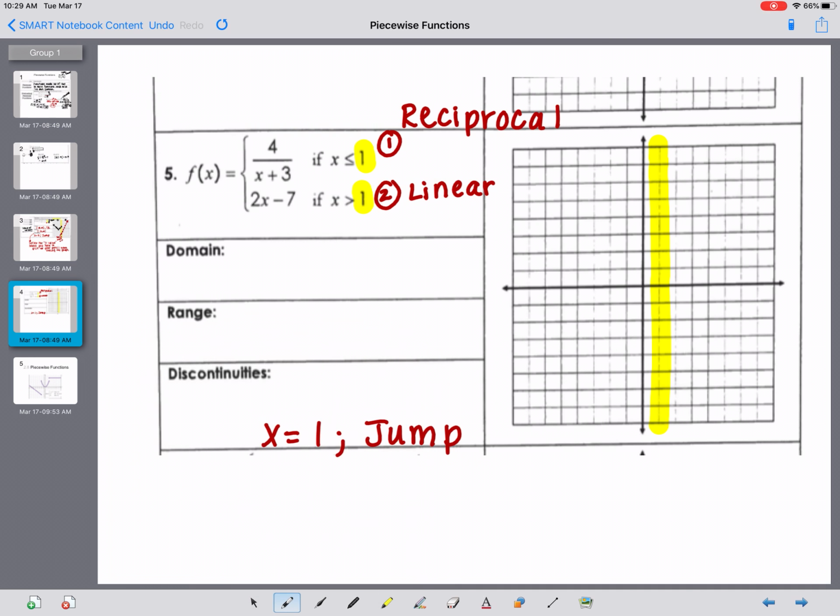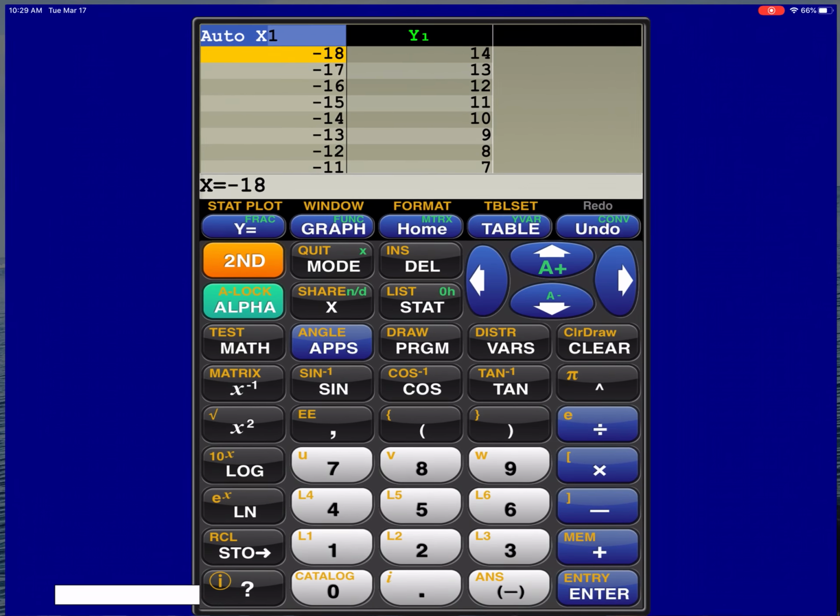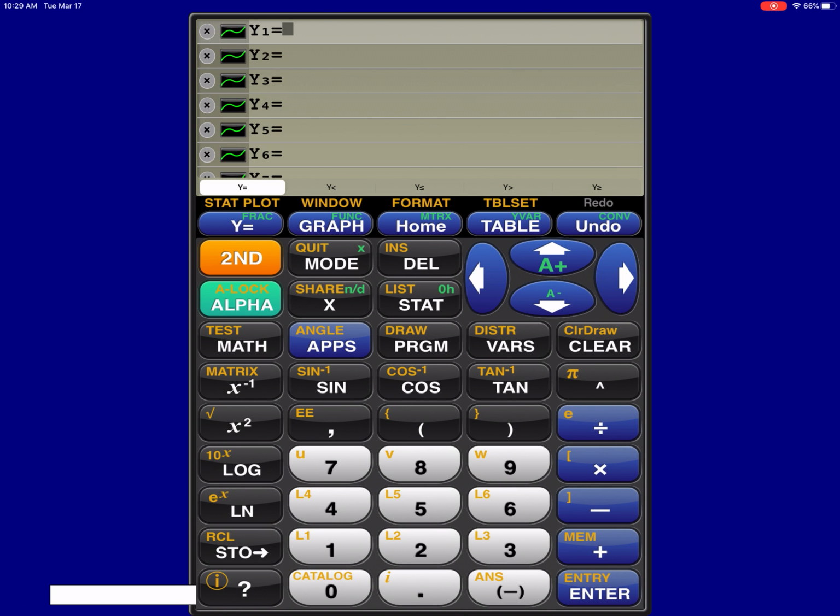All right, now like I said, the first function here, the reciprocal, is going to look confusing. All right, so let's go to our graph. I'm going to go to the y equals. I'm going to clear this out. And let's type in what we have. That's 4 divided by, put parentheses when you have more than one term in your denominator.